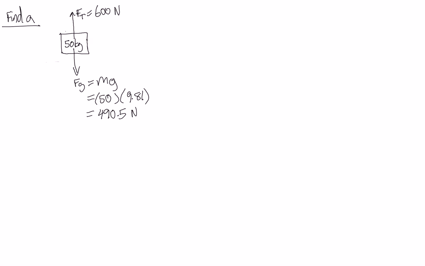Okay, so we have 490.5 newtons going down, 600 newtons going up. So our net force, remember, is always just adding the two vectors, or all the vectors together. So in this case we have 600, and we're going to add on negative 490 because it's going downwards. Or you could think of it as just 600 minus 490, whatever, it gives you the same thing. So we have 600 minus 490.5 would give us a net force of 109.5.